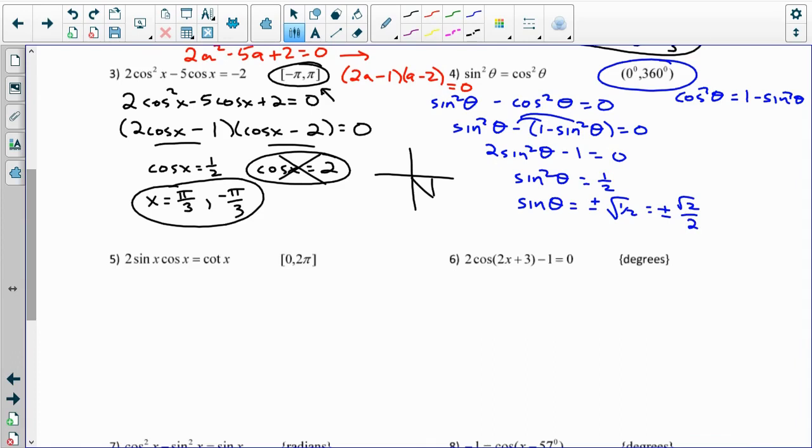So now where is sine root 2 over 2? Sine is root 2 over 2 at pi over 4 or 45-degree reference angles. And it's the plus or the minus cases. So I actually end up in all 4 quadrants because I have the plus or minus. So in this case, theta equals 45 degrees, 135 degrees, 225 degrees, and 315 degrees.